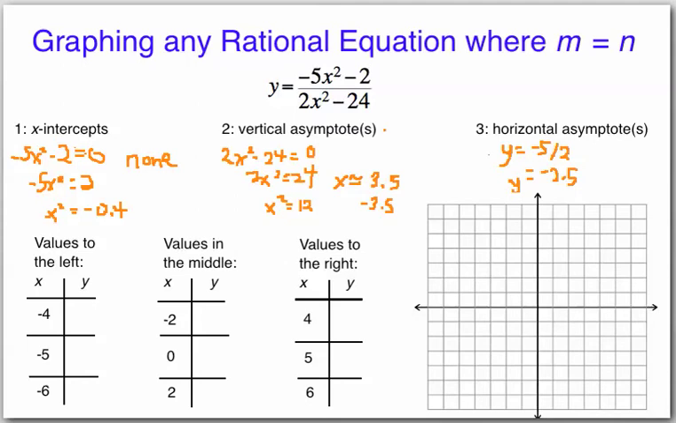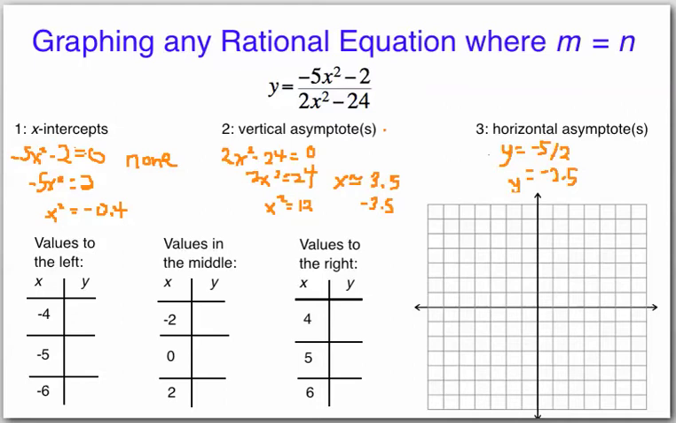Hi guys, and welcome to the second video for graphing any rational equation where m is equal to n. We're picking up from a previous video where we had this equation. We found that this is going to have no x-intercepts, because when we tried to set the numerator equal to 0, we ended up trying to take the square root of a negative number, which we can't do. So no x-intercepts, but we do have some vertical asymptotes.